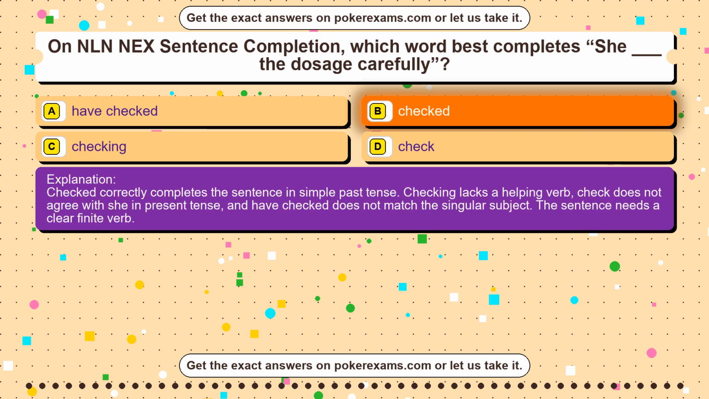However signals a contrast between ideas. Because signals cause, also adds information, and first shows order. Transition words reveal relationships in passages.